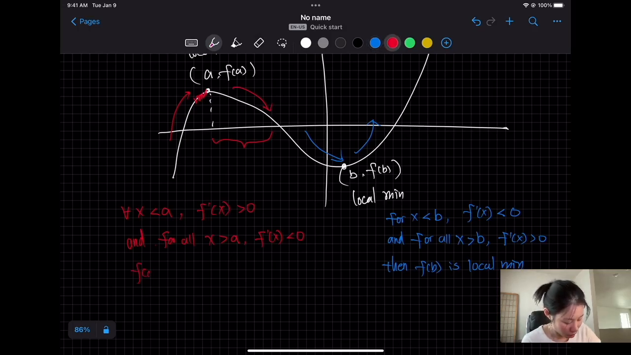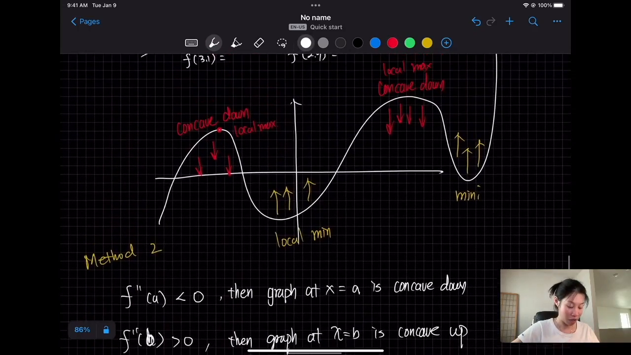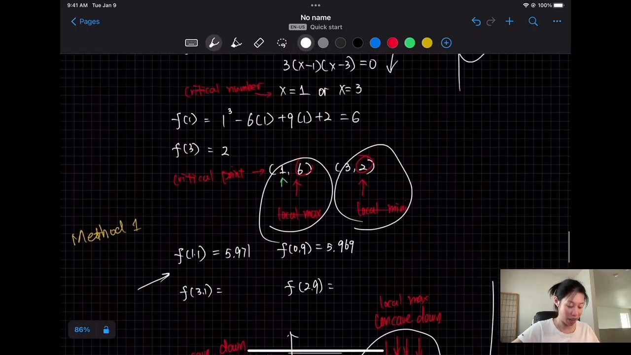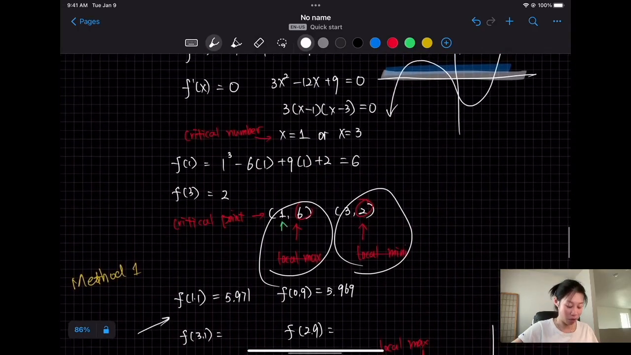I forgot to say that f of a is local maximum if. Okay. So now let's go back to our early example. In the early example, using method 1, we test f of 1.1 and f of 0.9. They are both less than f of 1, which is equal to 6. Then we say, hey, this is a local maximum.